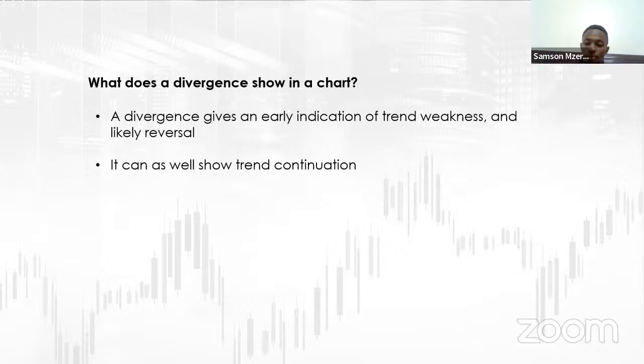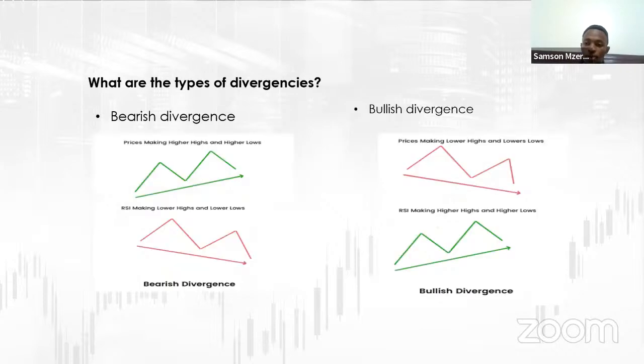These are just examples of bearish and bullish divergence. In the first case, you have prices making higher highs and higher lows. So when you check out there, the price is just showing an uptrend, but when you look at the lows of the oscillator, it's showing something different. So this one is likely to give a bearish move.